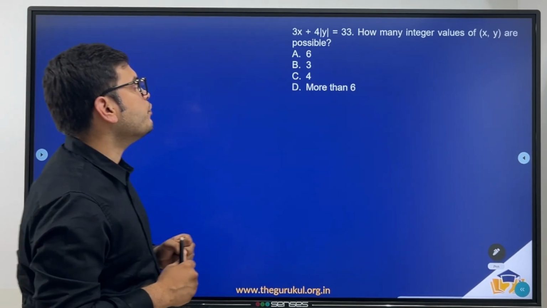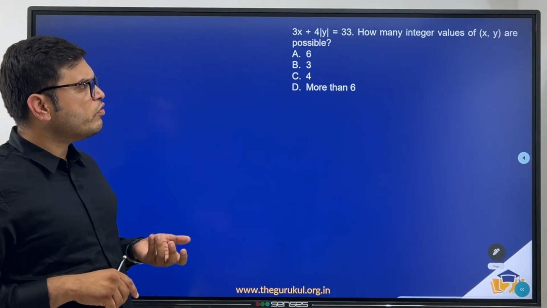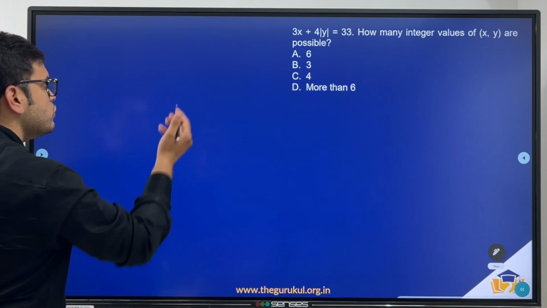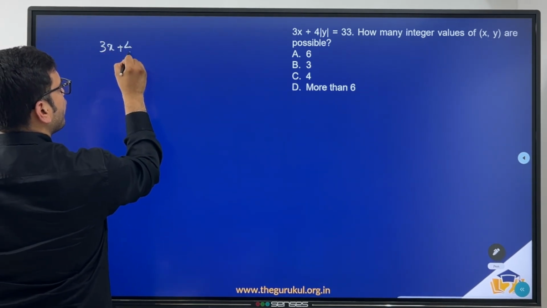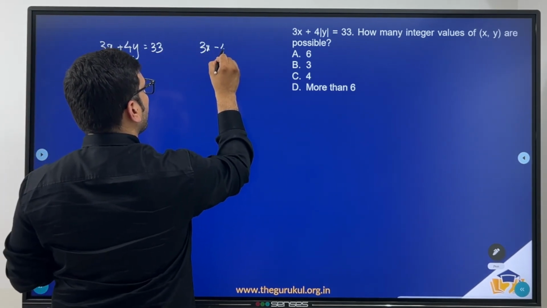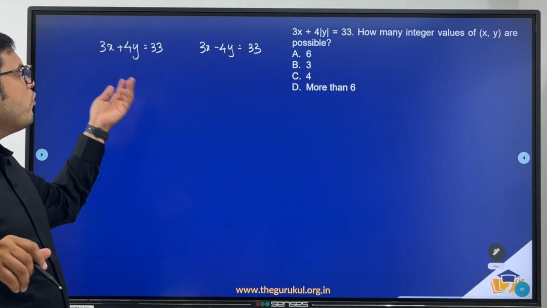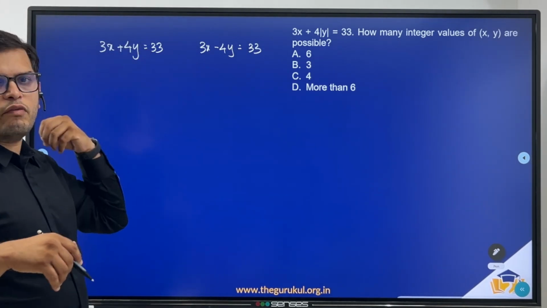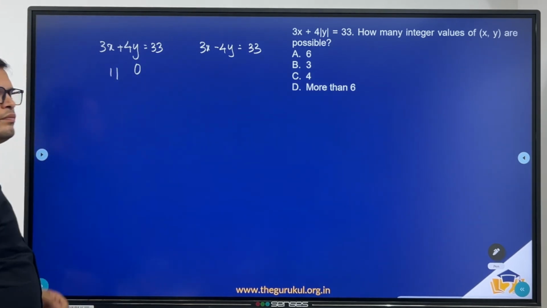Now coming to the fourth question. 3x plus 4 mod y is equal to 33. How many integer values of x, y are possible? So there are two cases here. 3x plus 4y is equal to 33 or 3x minus 4y is equal to 33. We need to find the number of integral values for x and y, right? So when y is 0, x is equal to 11.